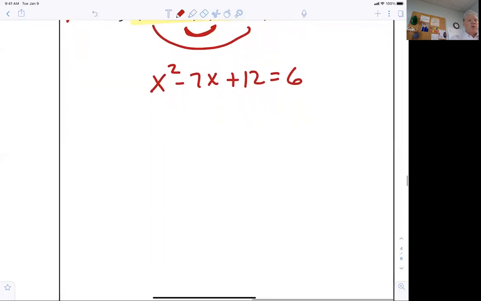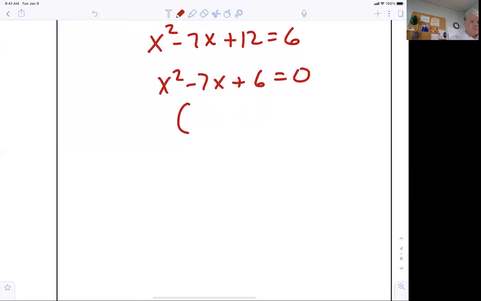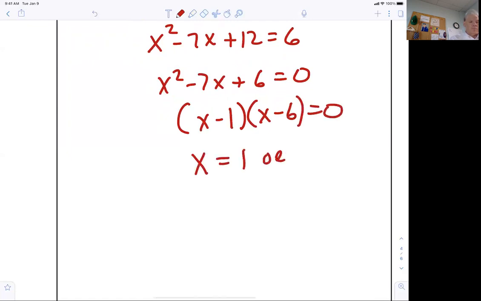Now we have the next step, which is all quadratics have to be set equal to 0. Go. You are great. x squared minus 7x plus 6 equals 0. Now what? Beautiful. So now what? That's it. That's how simple it is. x equals 1 or 6. Every quadratic has to be set equal to 0.